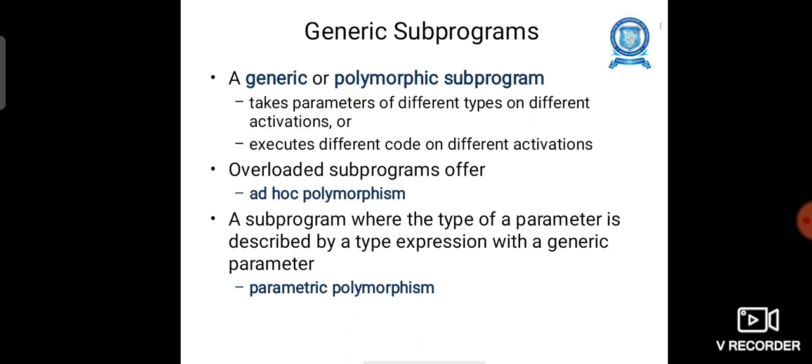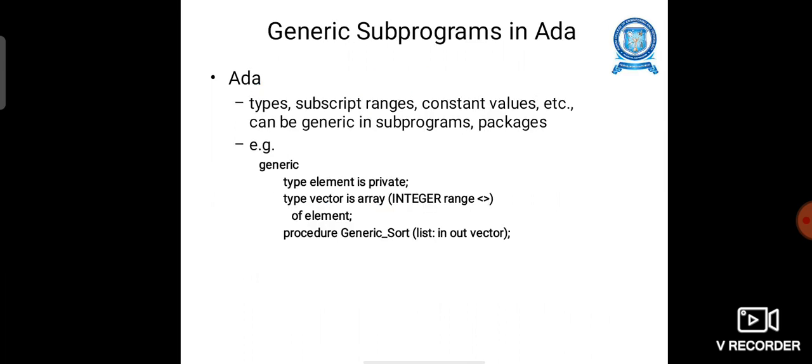Generic subprograms. A generic or polymorphic subprogram takes parameters of different types on different activations or executes different code on different activations. Overloaded subprograms offer ad hoc polymorphism. A subprogram where the type of parameter is described by a type expression with a generic parameter is called parametric polymorphism. In Ada, types, subscript ranges, constant values, etc. can be generic in subprogram packages.